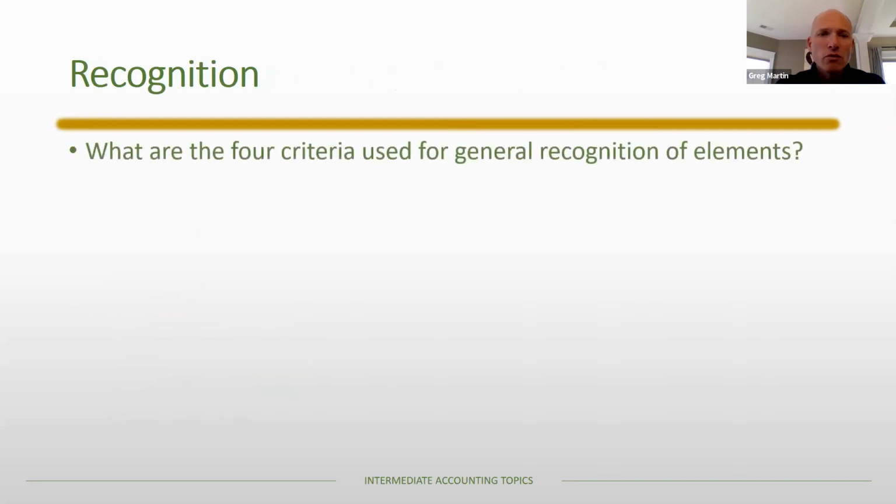So we're going to talk about recognition in general first. There are four criteria that we use in general for recognizing elements. Number one is you need to go back to the definition of an element. Whenever you're considering whether to recognize an item as an element, the first place you start is the definition. So, should I recognize this item as an asset? I need to go to the definition of an asset and make sure that it meets that definition. But that is not sufficient.